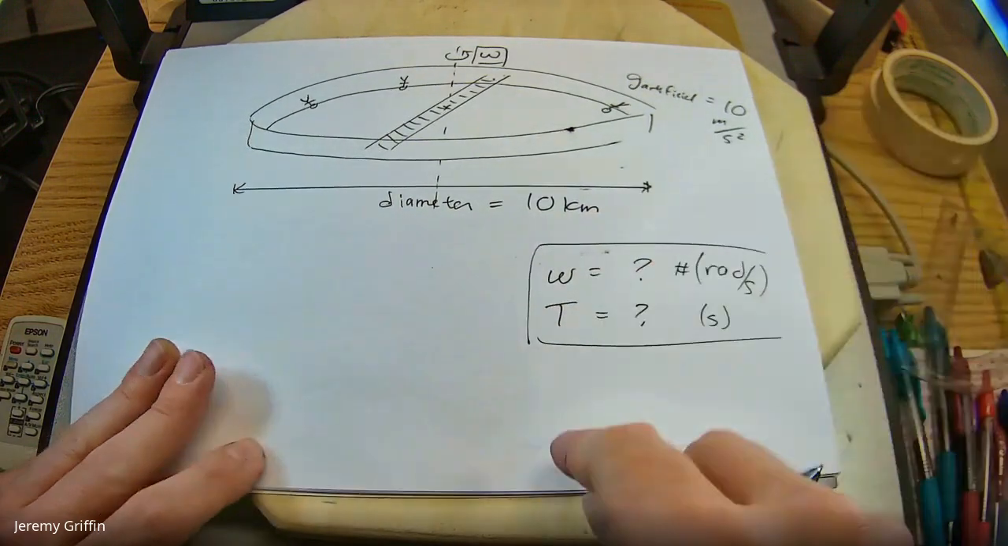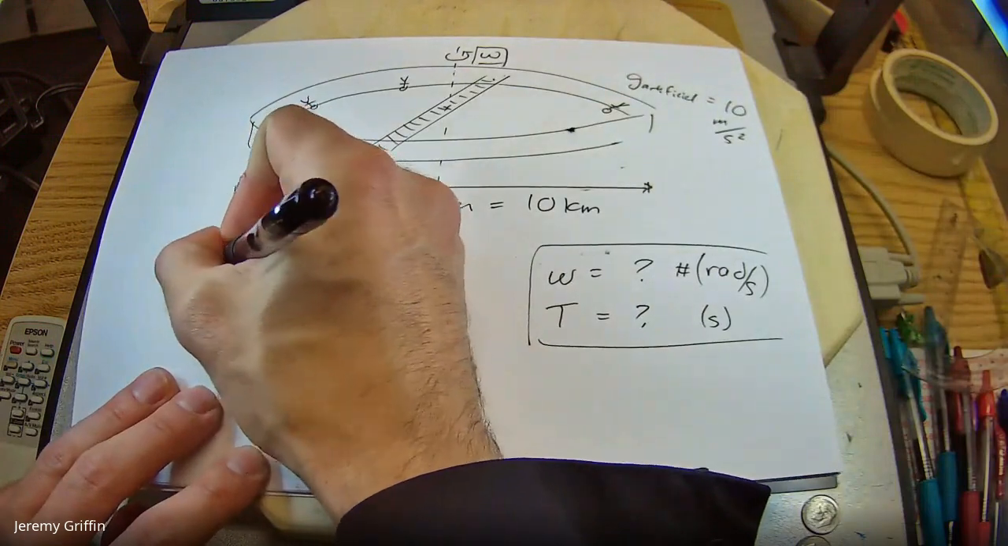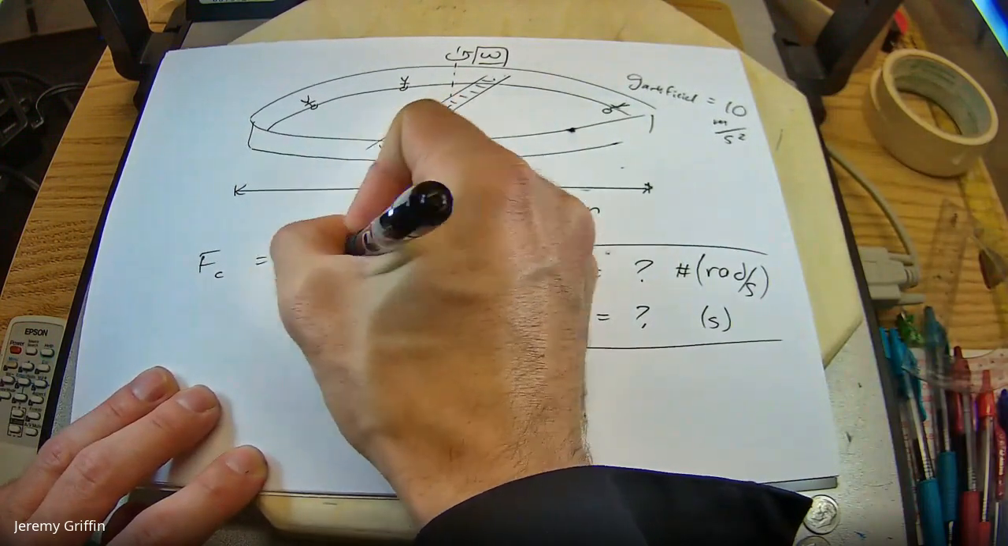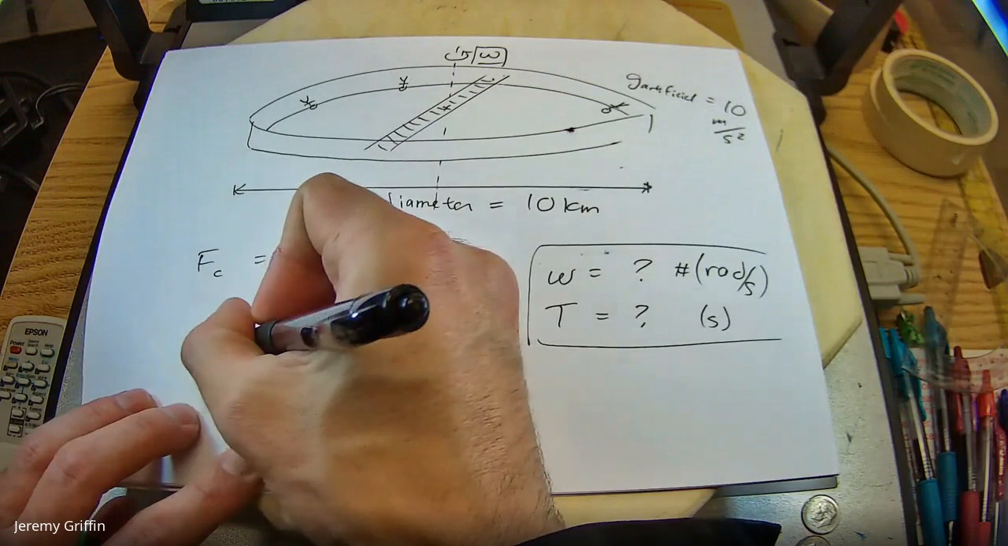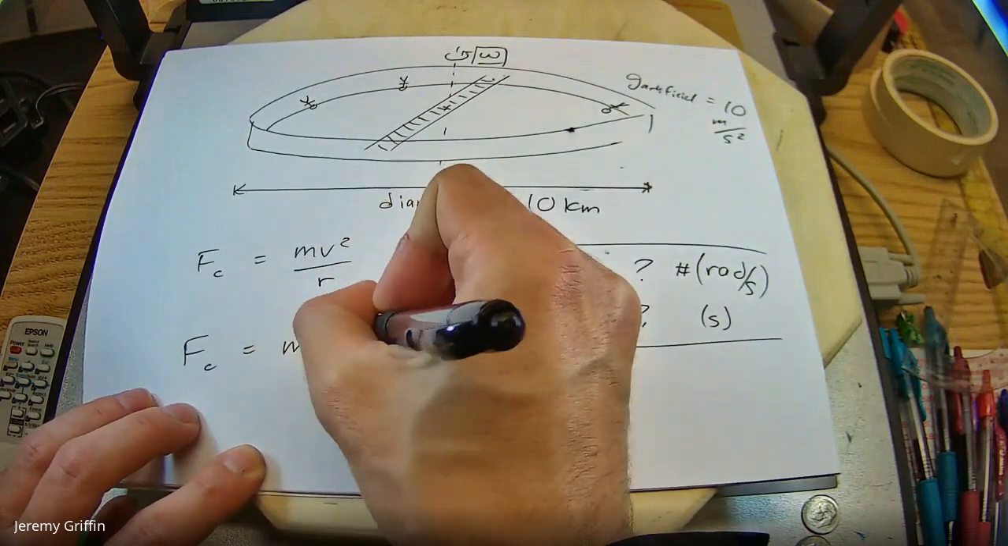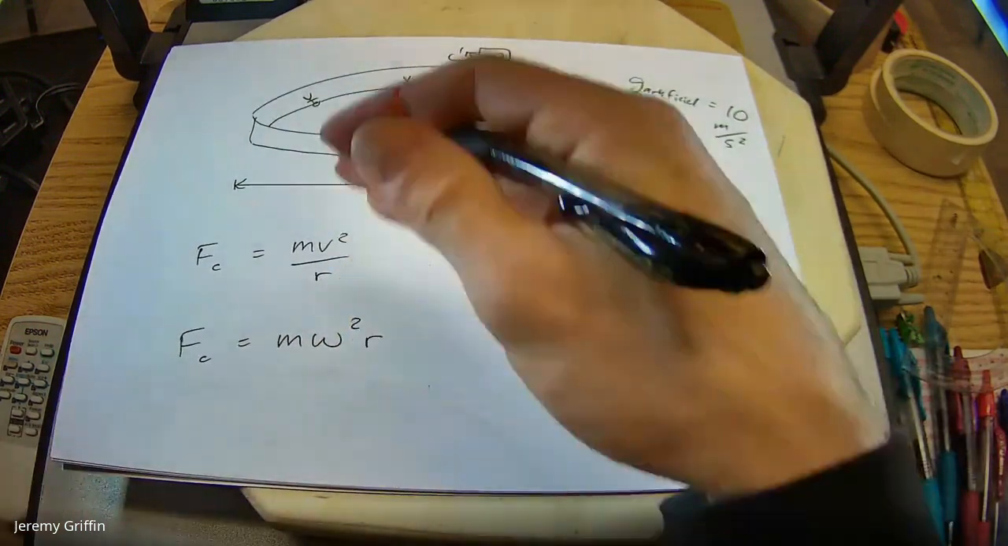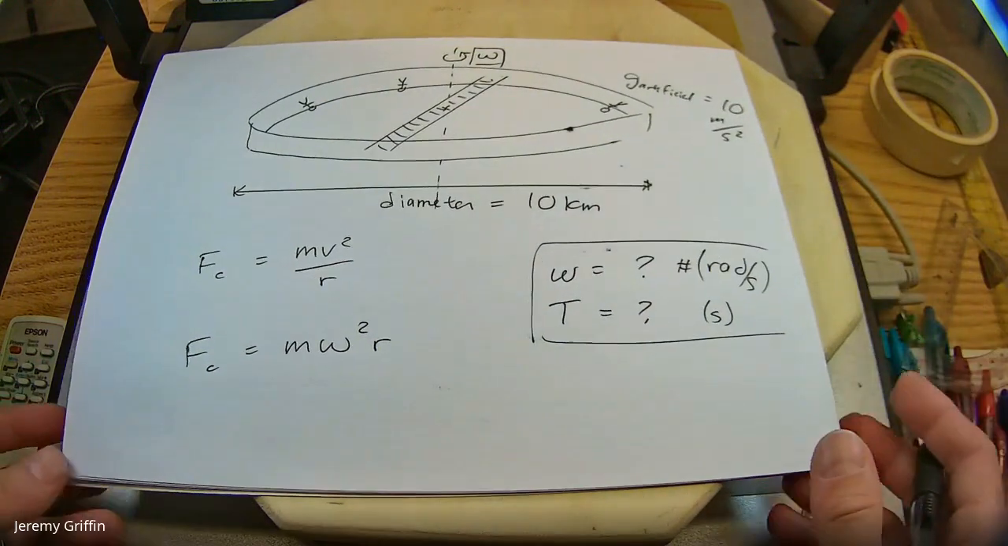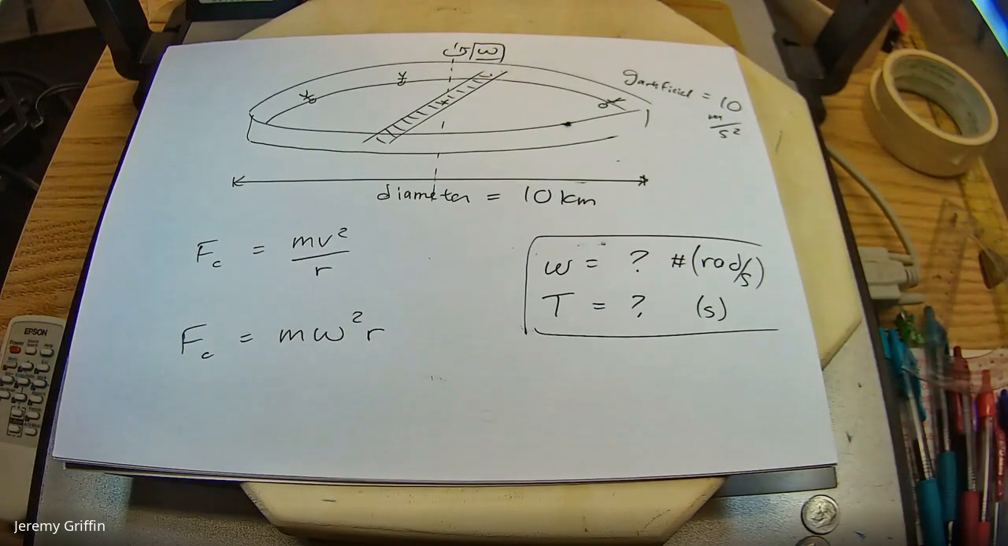Hence, centripetal force could be called mv squared over r, or centripetal force might be called m omega squared times r. Sometimes one of those is more convenient than the other, depending on what kind of problem you're working with. I'm going to give you guys a 30-second head start to beat me to the answer. How fast is that spinning? And furthermore, how much time would it take to rotate once? 10-kilometer diameter.